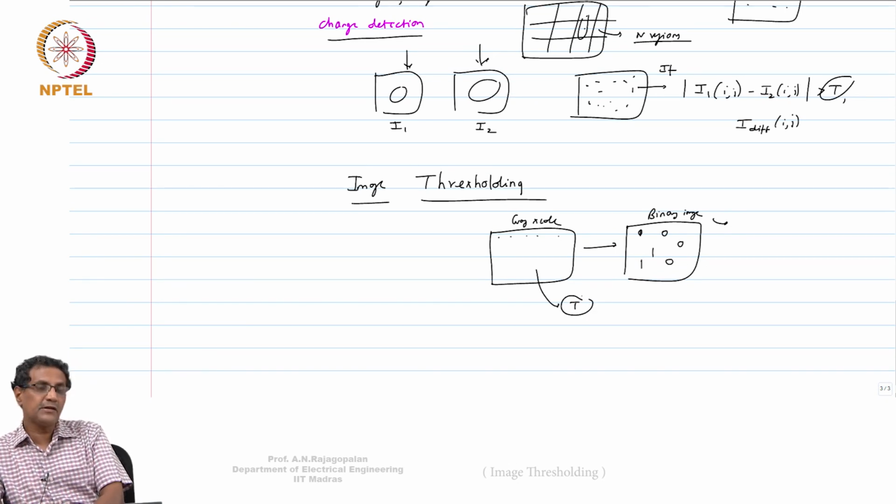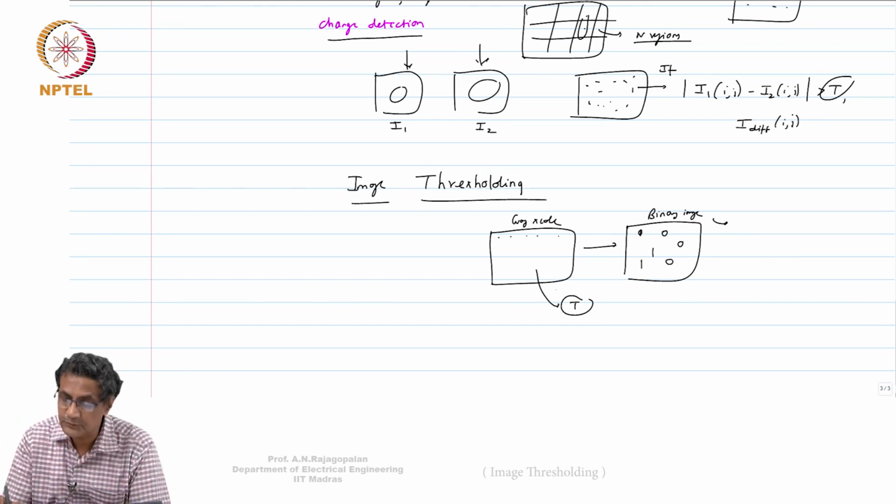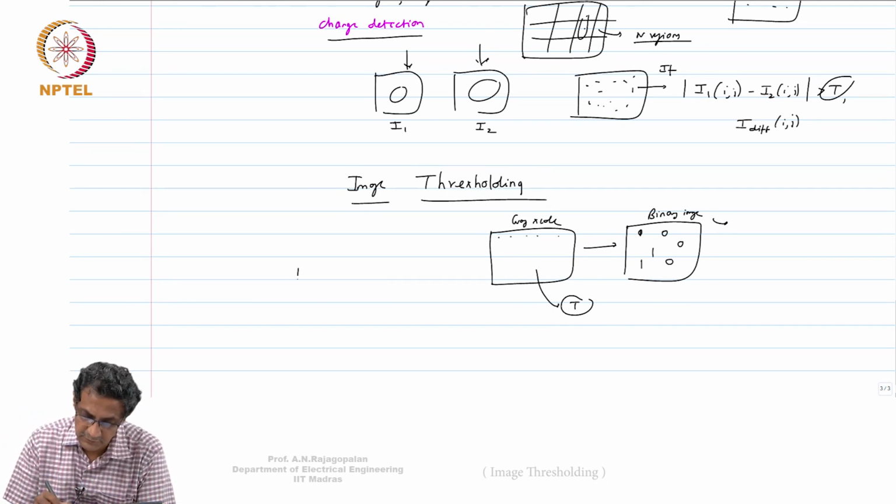And finding t seems to be the key, because if you choose a t that is too high, you might end up doing things wrongly. If you take t too small, again you might end up doing things wrongly. Therefore, there ought to be some notion of what should be an optimal value for t. Now, one of the things that actually helps you find t is what is called an image histogram.